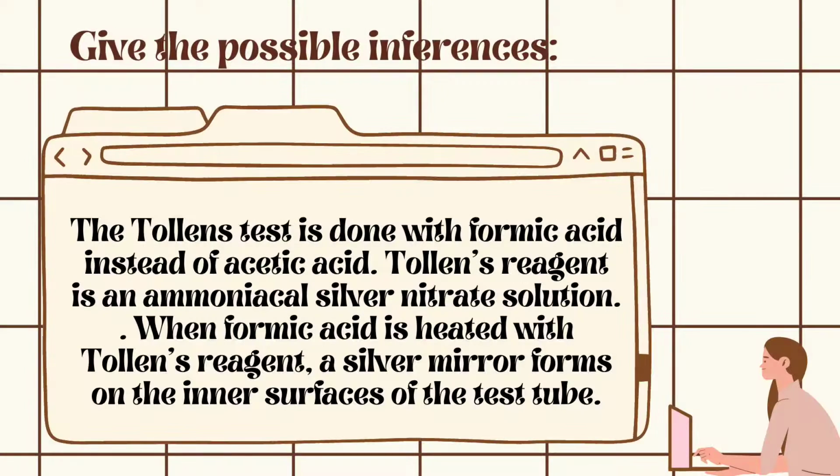Hence, the possible conclusion is that the Tollens' test is done with formic acid instead of acetic acid. Tollens' reagent is an ammoniacal silver nitrate solution. When formic acid is heated with Tollens' reagent, a silver mirror forms on the inner surface of the test tube.